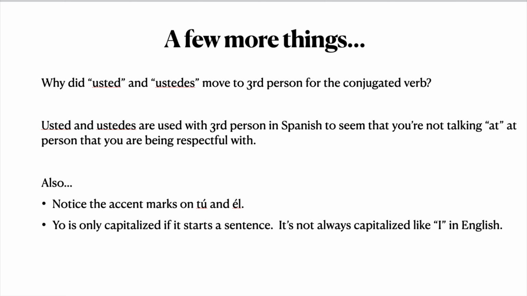A few more things. Why did the usted and ustedes move to third person for the conjugated verb? Usted and ustedes are used with the third person in Spanish to seem like you're not talking at the person you're supposed to be respectful to. Also notice the accent marks on tú and él. This is a review. I know we covered this a week or 2 ago. And then another note is that yo is only capitalized if it starts a sentence. It's not always capitalized like I is in English.